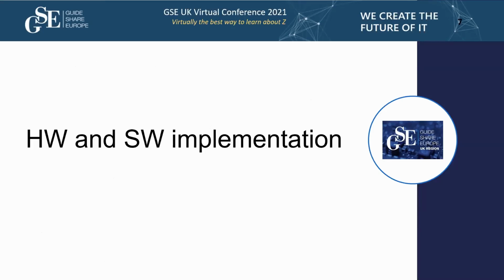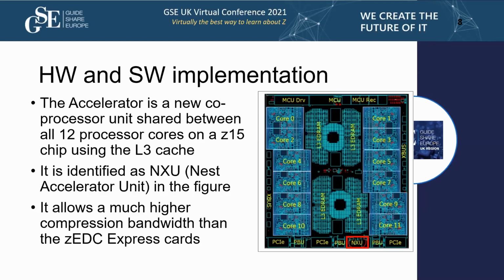Let's now have a look at the most relevant characteristics of the hardware and software implementation of the accelerator. The hardware component of the accelerator is a new coprocessor which is included in the z15 chip. This coprocessor is shared by all the processor cores which are in the chip and are using the same level 3 cache. You can see in the picture that it is identified as NXU and is delimited by a red box for you to see it easily.